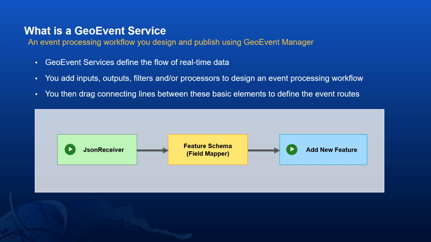At a minimum, a GeoEvent service must have at least one input and one output connector. Adding processors and filters to a GeoEvent service is optional. Processors are generally used to perform some operation on an event record, calculate a value, create a buffer, enrich the event record, etc. Filters are generally used to test attribute and/or spatial conditions and discard event records which do not satisfy the specified criteria.